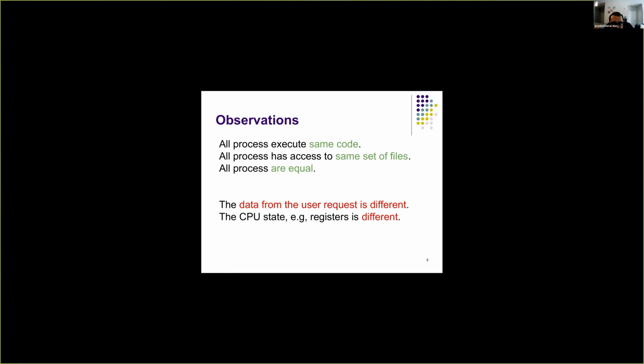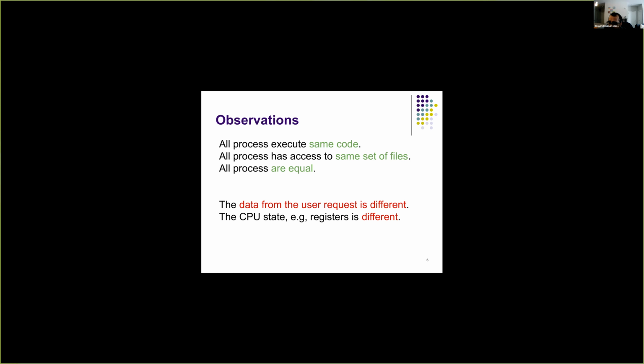There are a few observations that we can make here. All the processes that are serving user requests have the same code, right? They all execute the same set of instructions. And they all have access to the same set of files, like the website folder. They all have access to all the files. And all processes are equal in the sense that no process has higher priority than another. So all processes have the same level of access to all the system resources.